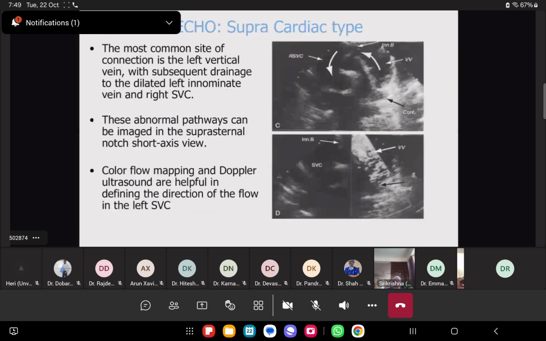The most common site of correction is the left vertical vein with subsequent drainage to the dilated left innominate and the right SVC. These abnormal pathways can be imaged in the suprasternal short axis view. Color flow mapping and Doppler ultrasound are helpful in defining the direction of flow in the left SVC.